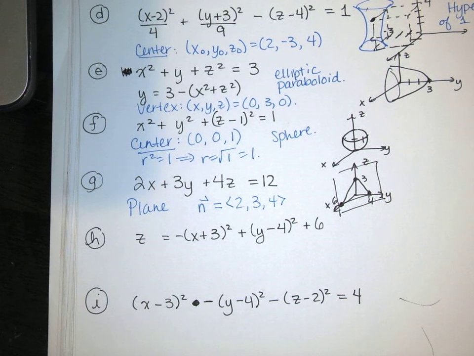What about this one? What type of surface is this? Notice we've got a z to the first. Okay, so that tells us something.